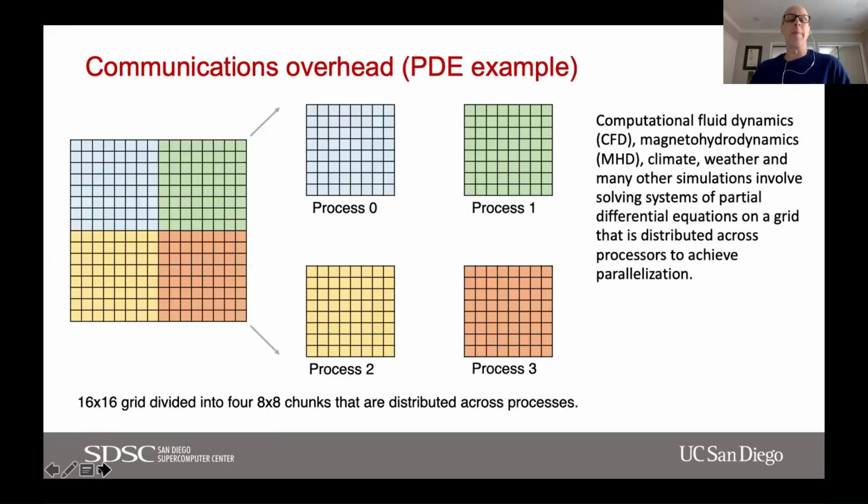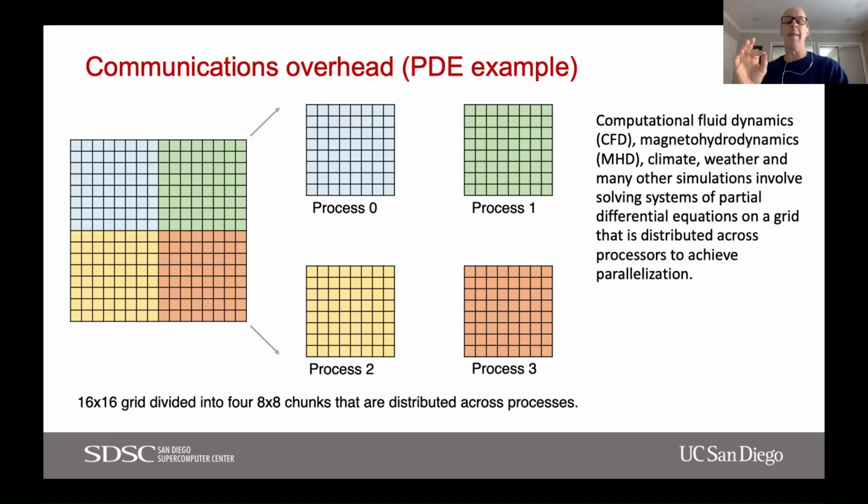All right, we also have the issue of communications overhead. This is an example showing a very idealized case solving a system of partial differential equations. If you're doing computational fluid dynamics, magnetohydrodynamics, climate, weather, a lot of other types of simulations, they involve solving systems of partial differential equations on a grid. And that grid is then distributed across processes to achieve parallelization. So this is obviously a toy problem, very, very simplified.